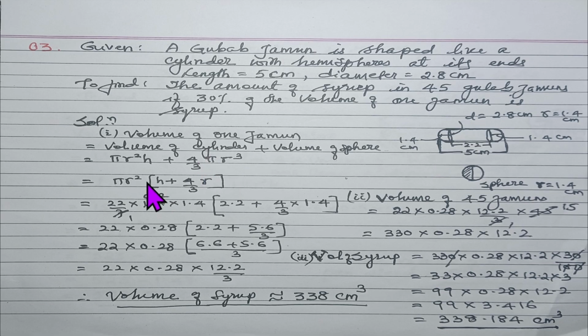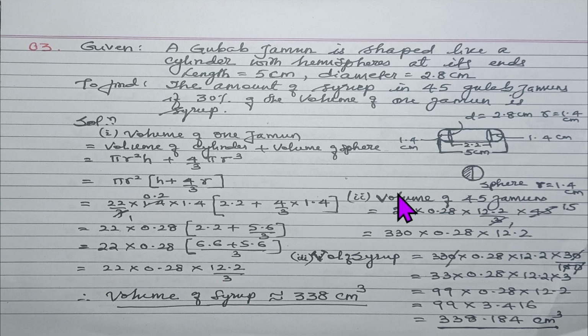Since r is the same, I can take pi r square outside, so pi r square times the bracket h plus 4 by 3 r. Pi is 22 upon 7 and r is 1.4 into 1.4, and in the bracket h is 2.2, that is the height of the cylinder, plus 4 by 3 into 1.4. Now simplifying this, I can divide by 7, I get 0.2 into 1.4, that will be 22 into 0.28, and 2.2 as it is, and simplifying we get 5.6 divided by 3. Further simplification, I get the volume of one jamun is 22 into 0.28 into 12.2 divided by 3.